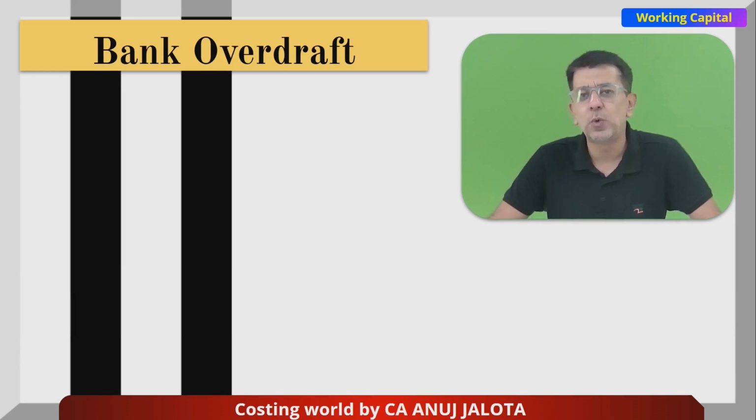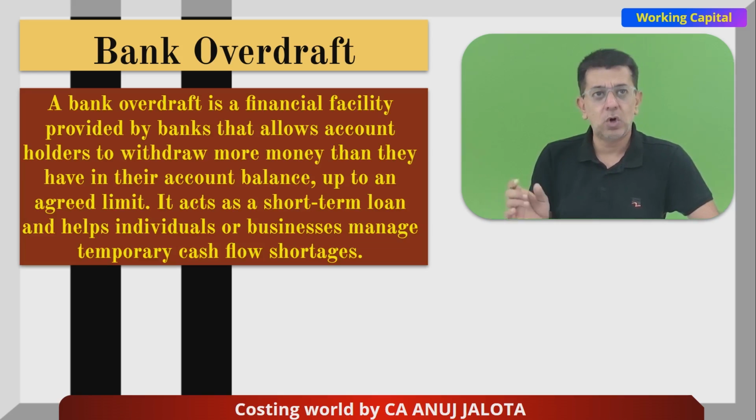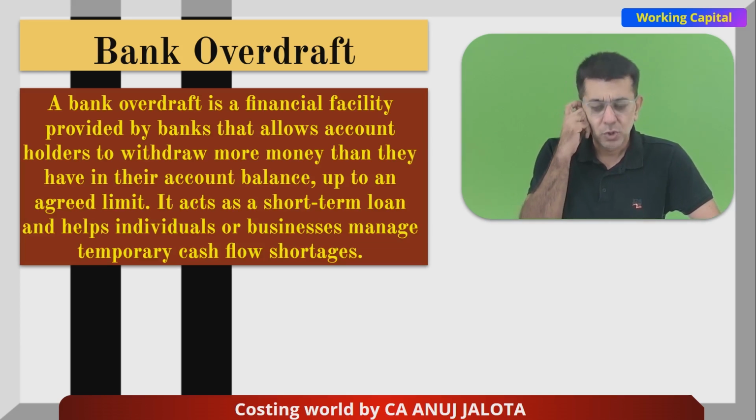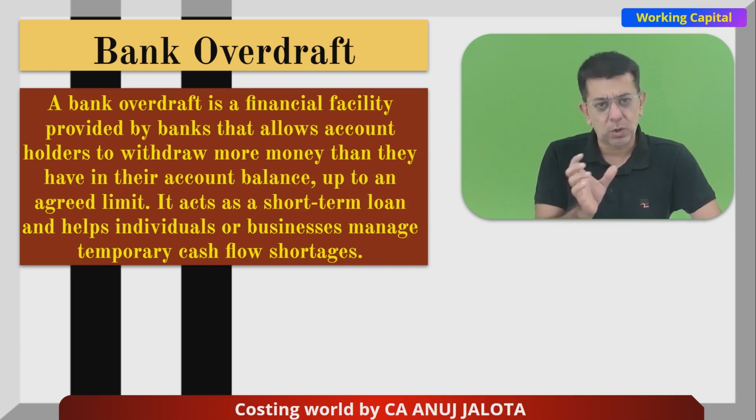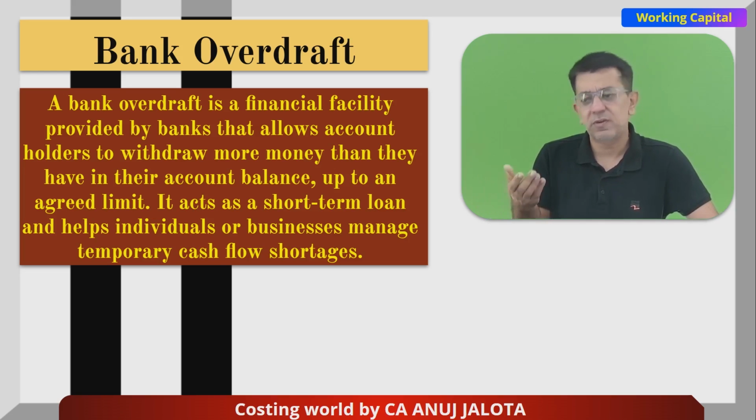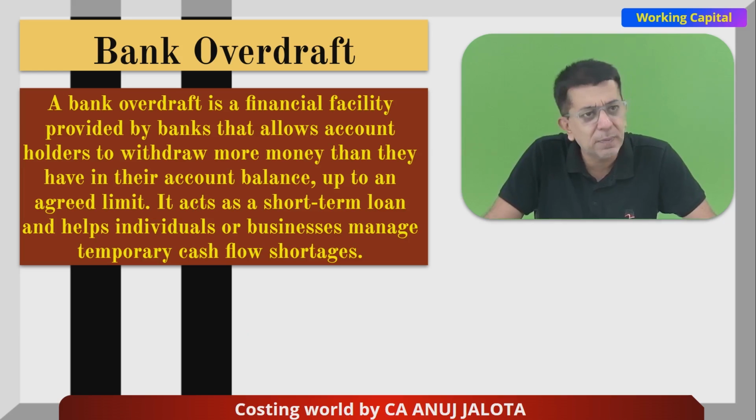Then you have bank overdraft. Everybody knows this is a facility that the bank has given to withdraw more than whatever is there in your bank account. Whatever you withdraw, interest will come only on that. And how do you repay that? Over a period of time, your inflows will be more than the outflows, so the loan will automatically keep getting repaid.